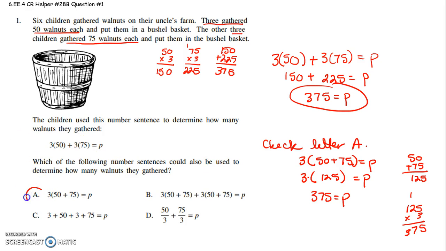It is letter A. I can tell you C wouldn't have a shot because 3 plus 50 is 53, plus 3 more is 56. 56 plus 75 gets you nowhere near 375. And I could go through each way. That won't work, but here's the dealio. You just guess and check. Try a problem, see if you come up with the same value for the walnuts. Hope that helps.